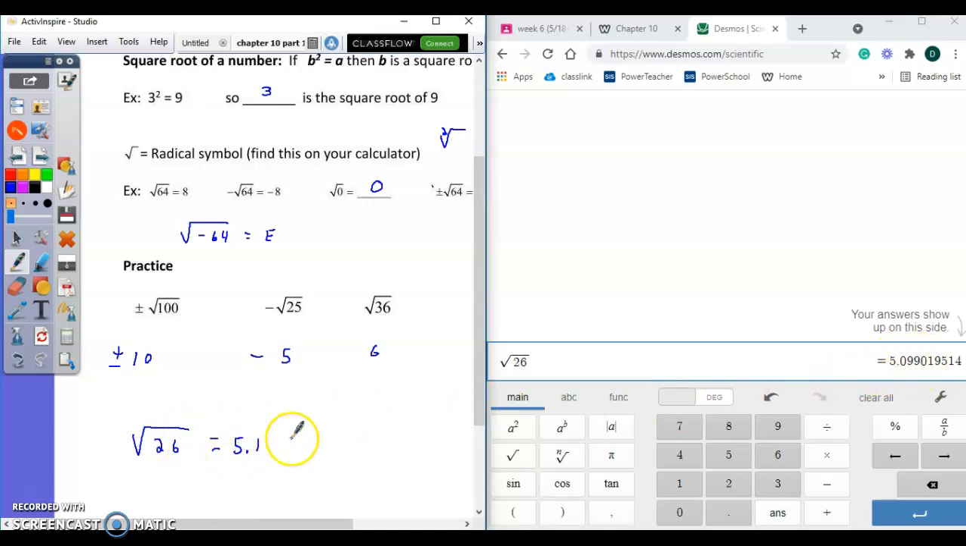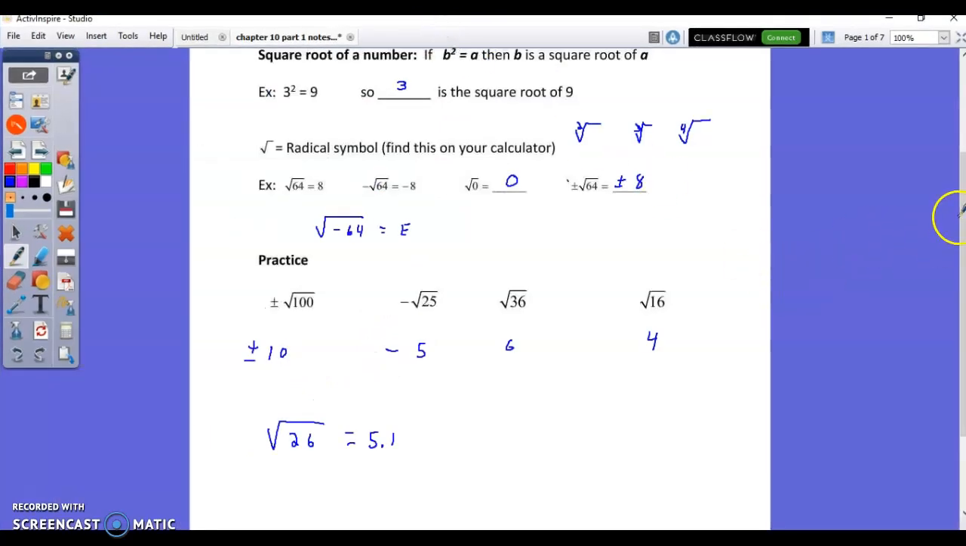But we are now estimating numbers. There's a way to simplify radicals that we're going to talk about later in the section, so that we don't have these crazy long decimals and we can work with exact numbers, but we're not focusing on that now.